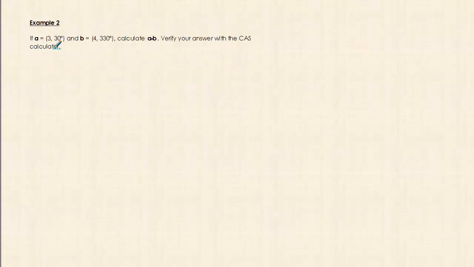If a is equal to 3 angle 30 and b is 4 angle 330, so these are in polar form, calculate a dot b and verify your answer with the CAS calculator. So if that's the positive x-axis, 30 degrees means up here, and that one has a magnitude of 3. 330 is all the way round and 30 degrees before we get to 360. And this one has a magnitude of 4. So the angle between the vectors is 60 degrees.